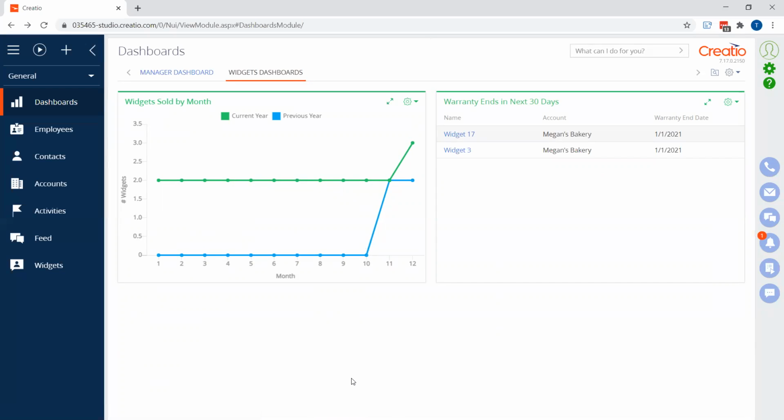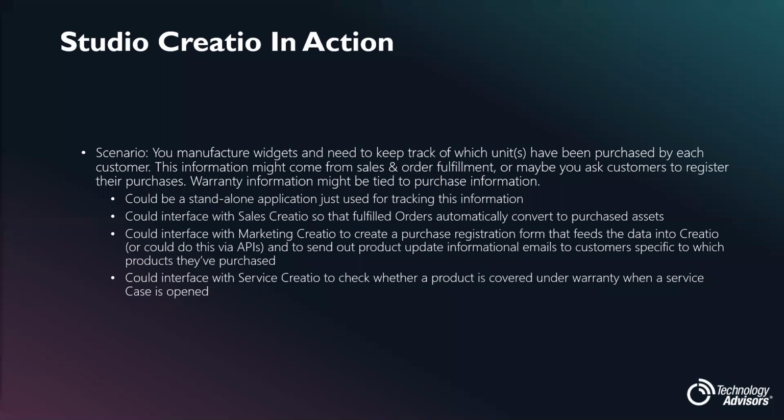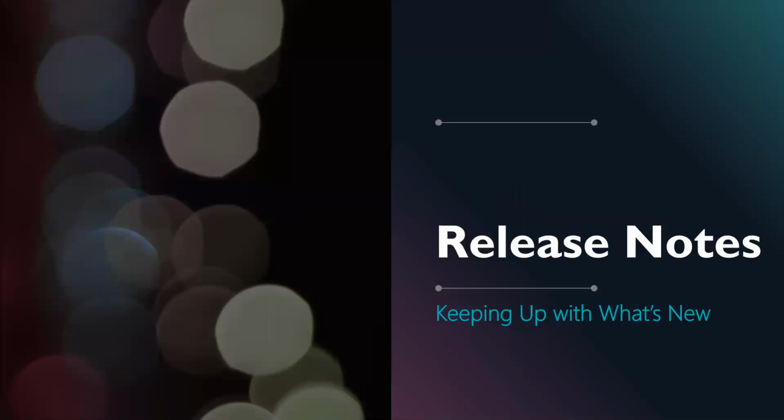All right, I think at this point we've got a pretty good start on an application. Again, obviously the details here are going to vary. And again, you could extend this by connecting with sales or service or marketing functions as well. But I think that hopefully gives you a pretty good idea of some of the functions that you have available to you if you're using Studio Creatio to build an application. So that's everything we have for today on Studio Creatio.